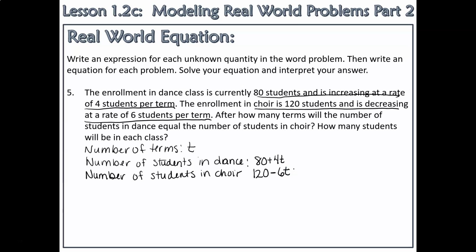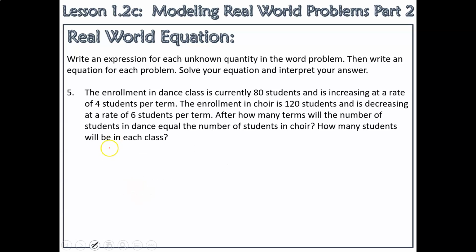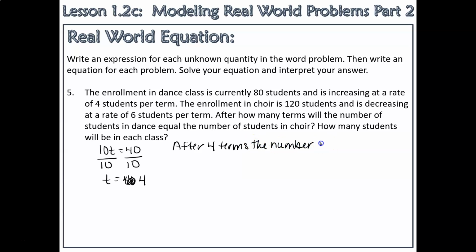Now we want to know when they'll be equal, so we're going to take 80 plus 4t equal to 120 minus 6t. I'm going to add 6t to both sides, so I'm at 10t equals 40. I'm going to divide by 10. So t equals 4. That means after 4 terms, the number of students in choir and dance are equal.